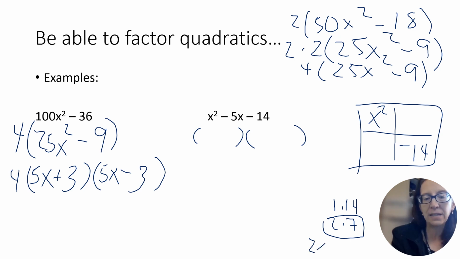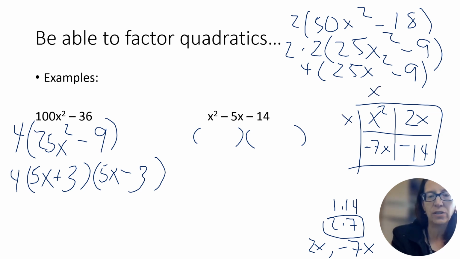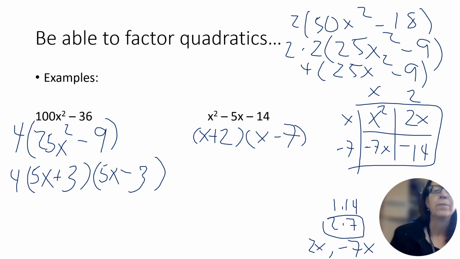If I have a positive 2x and a negative 7x, then those would add up to give me the negative 5x. So we have 2x and negative 7x. And then the x squared factors into just x times x, and then we have a 2 and a negative 7. So my factors are x plus 2 and x minus 7. It does not matter which order you write those in.